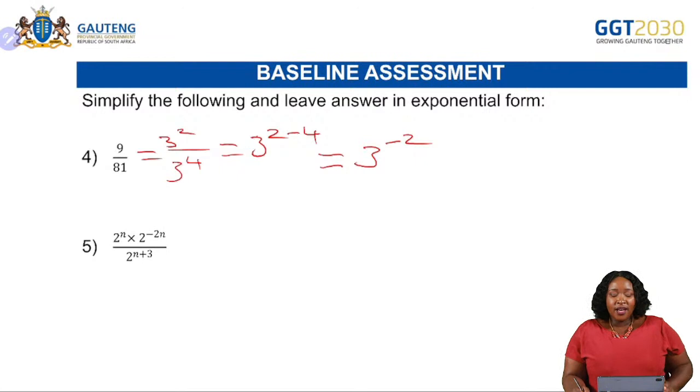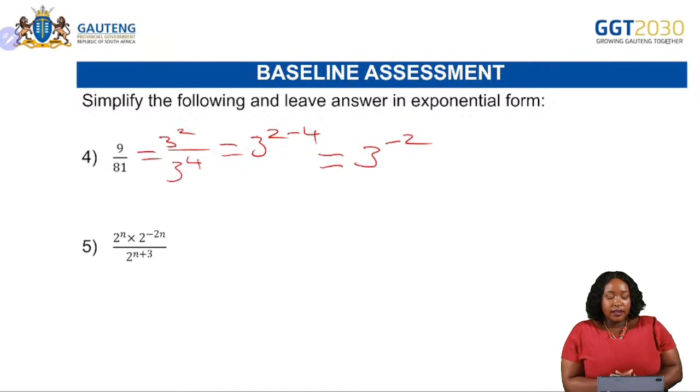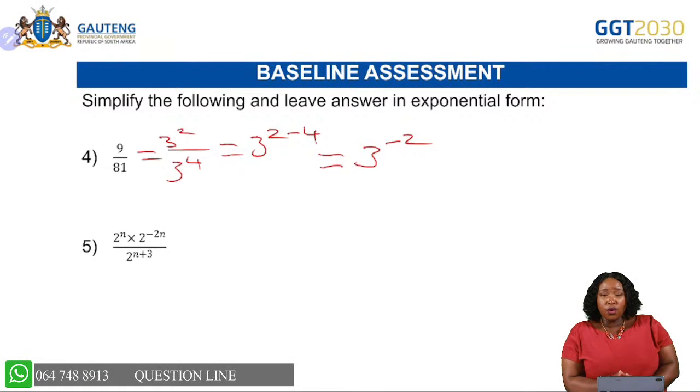Welcome back, class. So let's look at number 5. Okay, number 5 says 2n times 2 to the negative 2n divided by 2 to the negative 2 raised to the power n plus 3. So this is the fraction we are working with. It looks a little bit complicated, but if you apply the simple laws that we've learned for exponents, it'll be very easy for us to work through the topic.